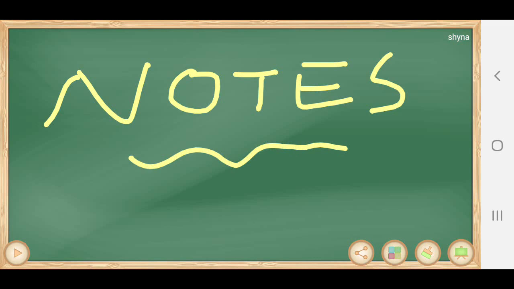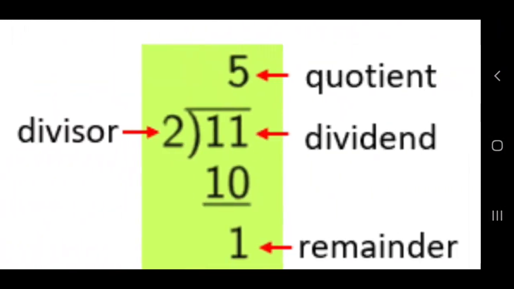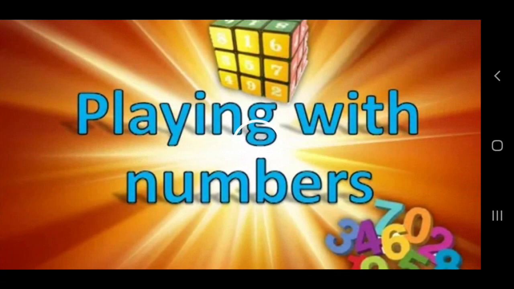Okay. So children, take your notebook and write the chapter's name. Do you remember the chapter name? I have said to you, chapter 2, Playing with Numbers. All of you write. Playing with Numbers. Then you write factors and multiples.